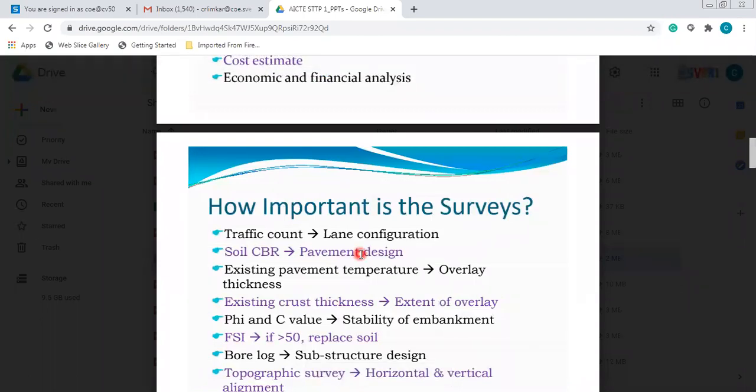So the answer is, it will help us for the lane configuration, for the design. Soil CBR is directly related with your pavement design. Pavement temperature, the existing pavement temperature, is for the overlay thickness.